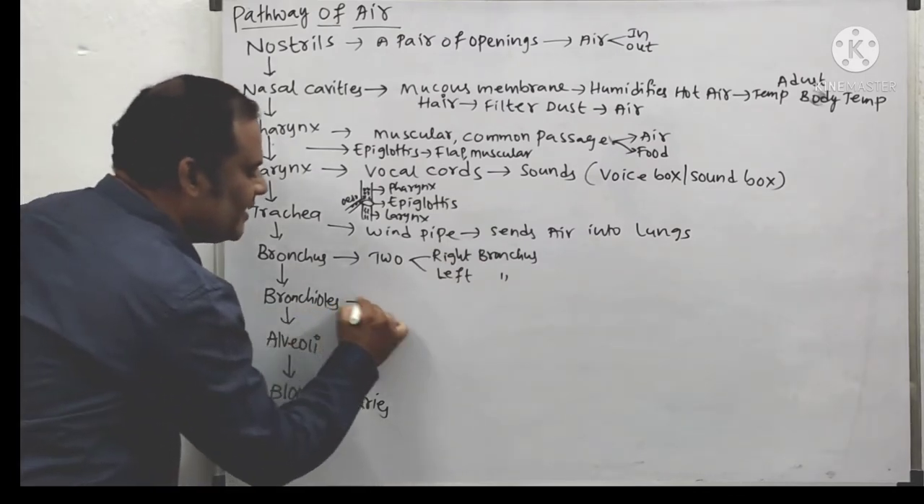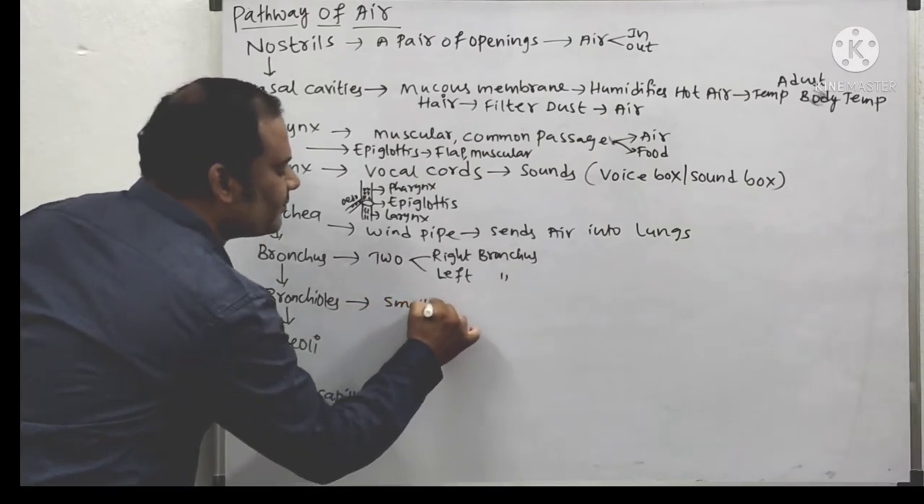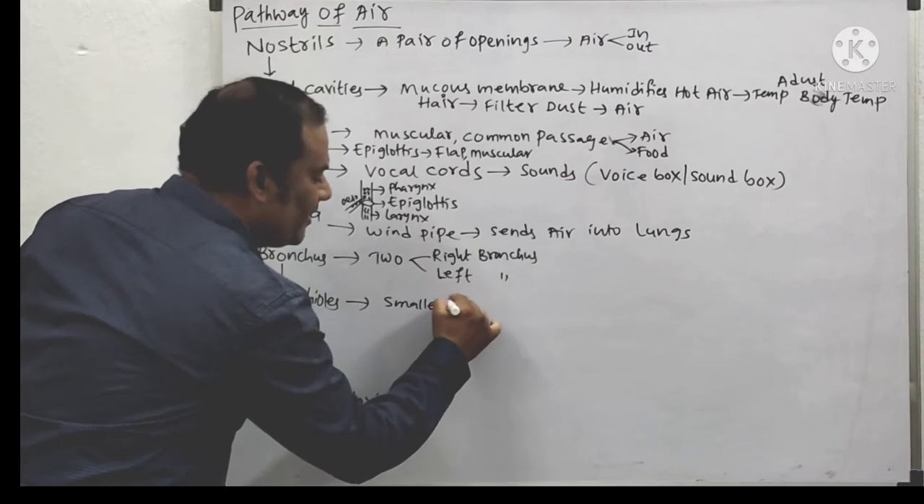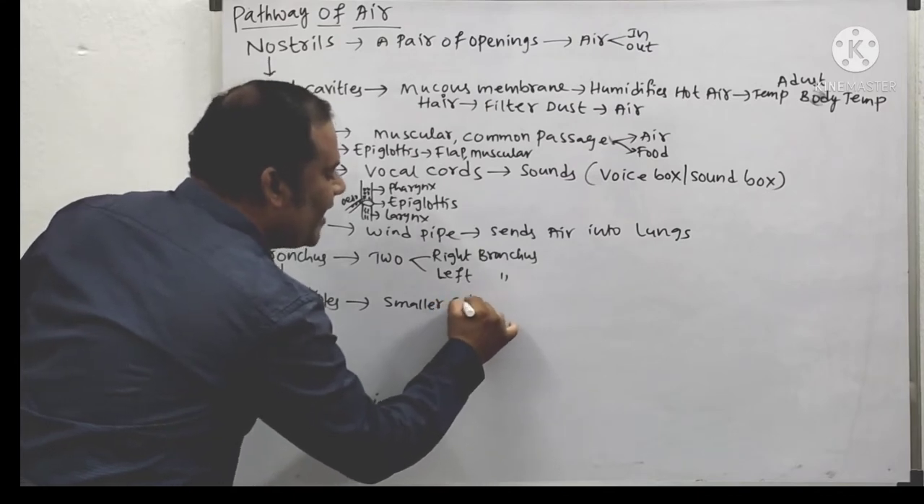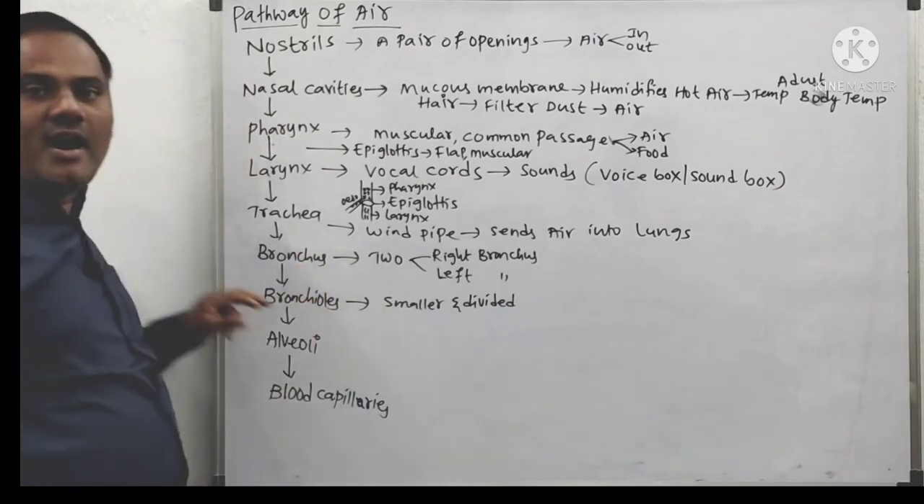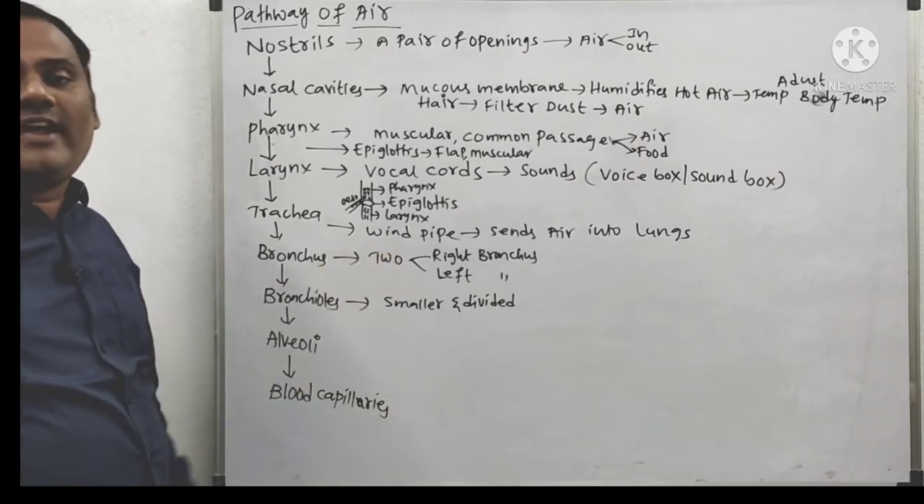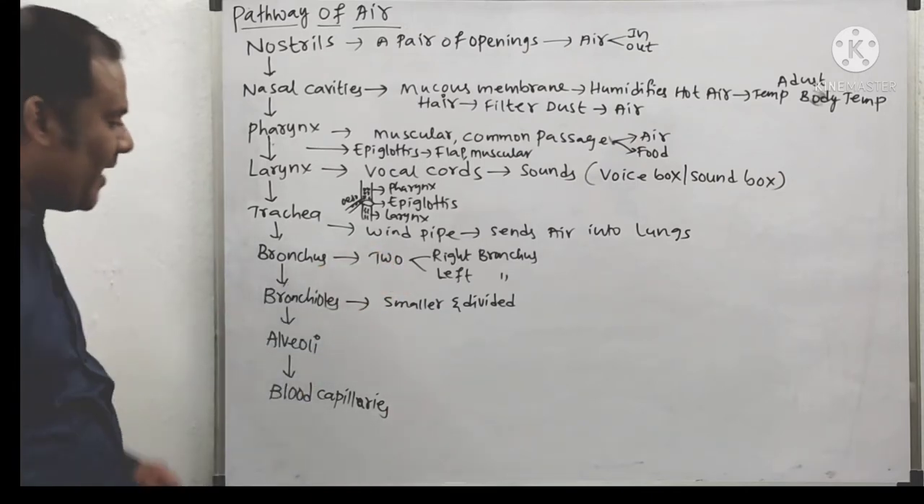Next, bronchioles. The smaller, divided units of the bronchus are called the bronchioles. And how are these bronchioles? These bronchioles are just like the branches of a plant.